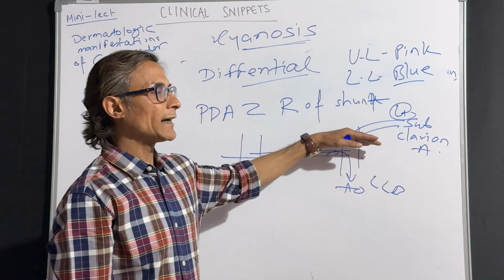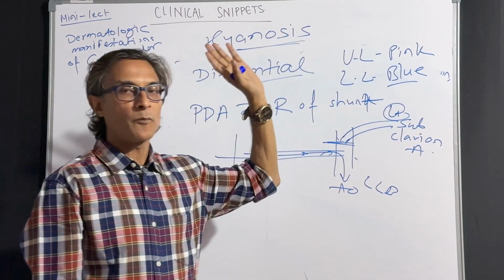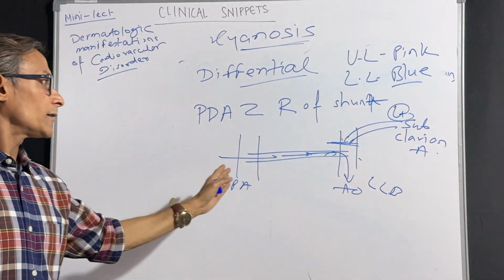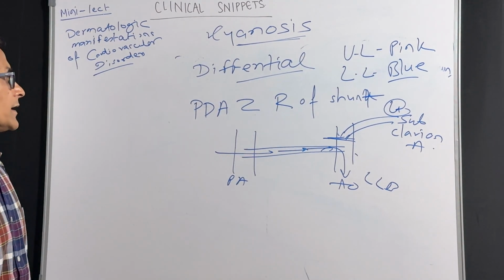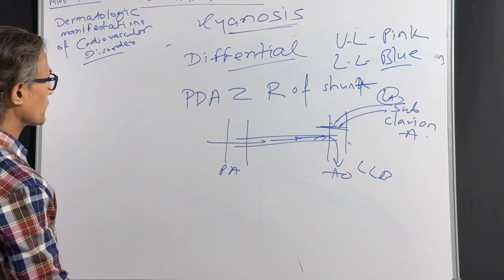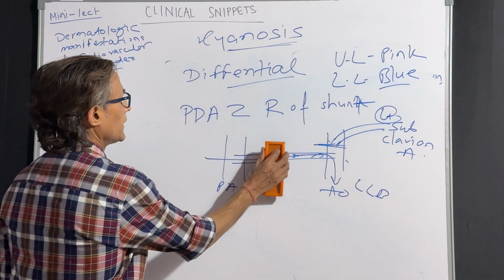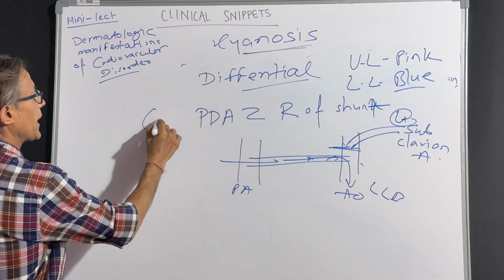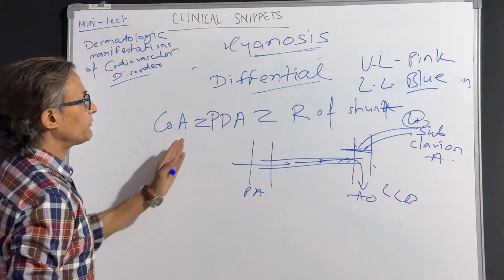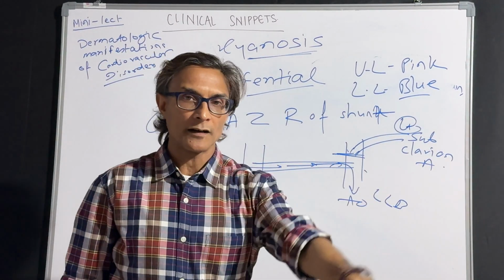And subclavian and arch of aorta, other arteries are supplying to the upper limb. So this is a differential diagnosis of differential cyanosis. Second cause of a differential cyanosis can be this PDA. We add another anomaly, coarctation of aorta with PDA with reversal of shunt.